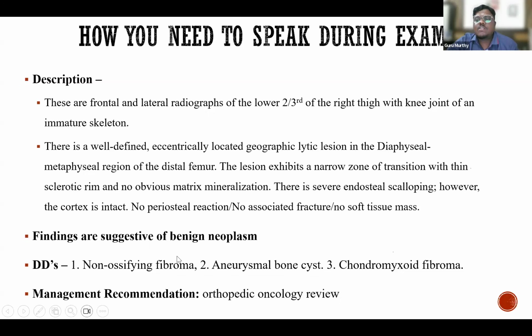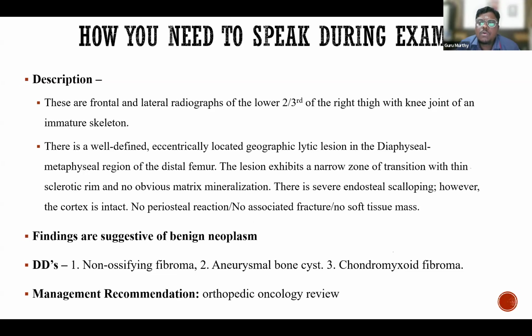So the findings are suggestive of a benign neoplasm. The differentials you can give are non-ossifying fibroma, aneurysmal bone cyst, and chondromyxoid fibroma. They will ask what the features favoring each are, and you can state the differences. Chondromyxoid fibroma will sometimes have some chondroid matrix, which is not there in our case.